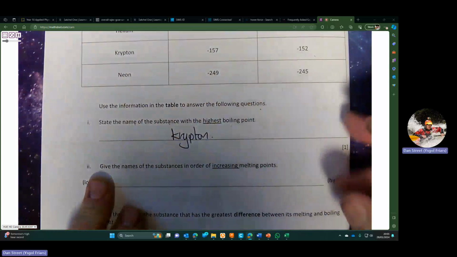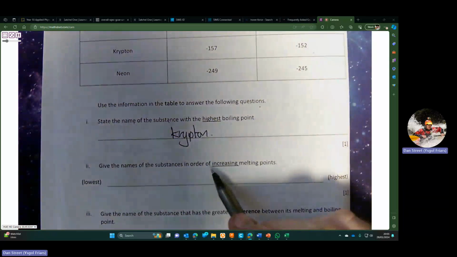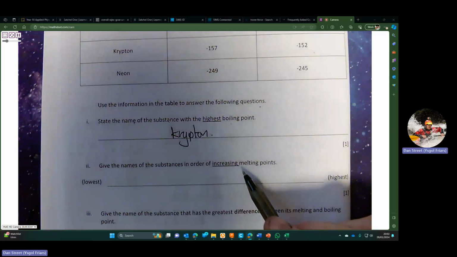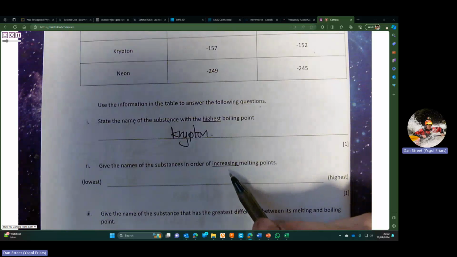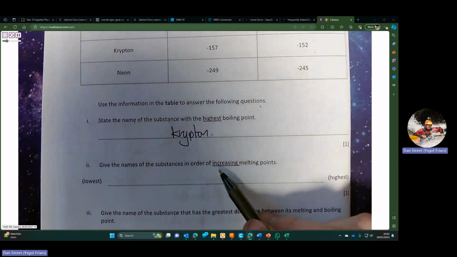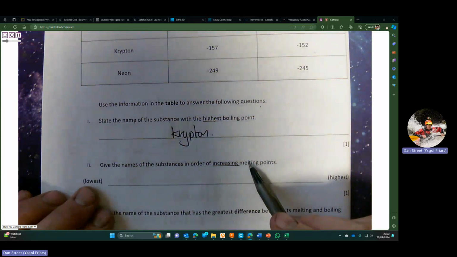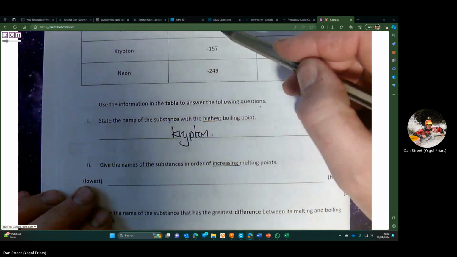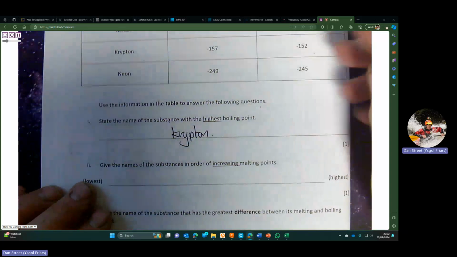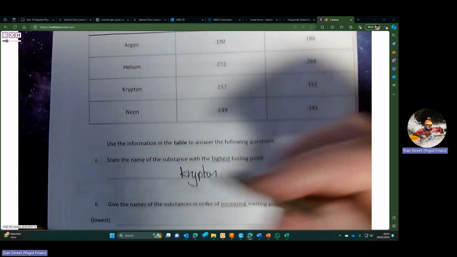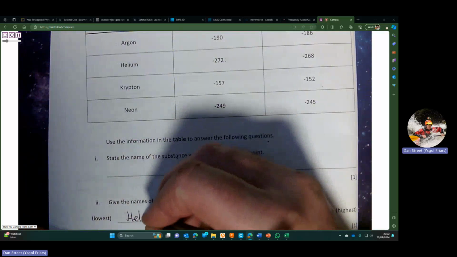But then here, a lot of people misanswered this because they didn't put it in increase in melting point. They put it in order of decrease in melting point. Okay, so again, it's probably a maths issue rather than a chemistry or science issue. So the one with the lowest melting point is, let's look at the melting points, helium, -272. Okay, so that's a lot lower than any of the others. So helium would be the first one.